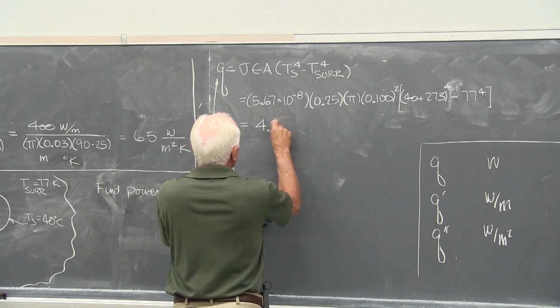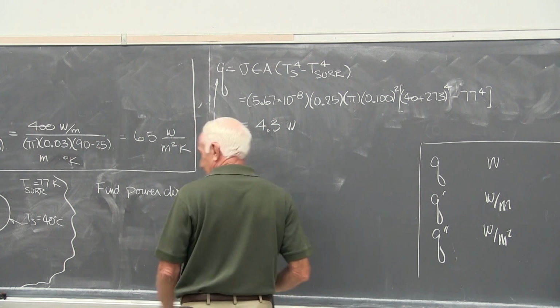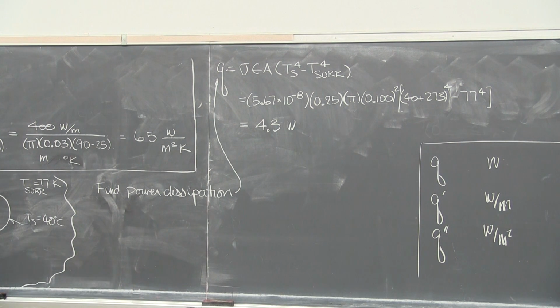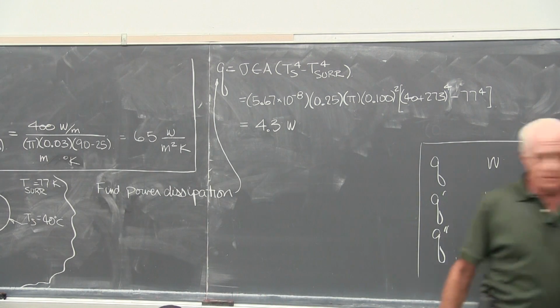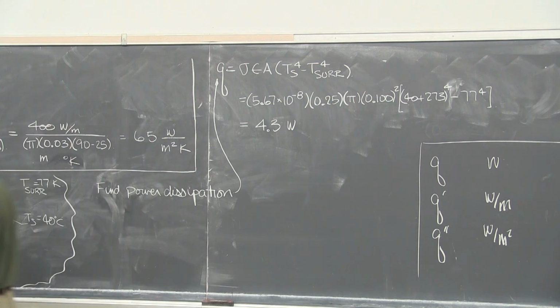So if that instrumentation package generates any more than 4.3 watts, it's going to go above 40 degrees, and electronics start to fail. Did the problem say small object in a large enclosure? I'll read it again. An instrumentation package is placed in a large space simulation chamber. Oh yeah, there's the magic word, large space simulation chamber.